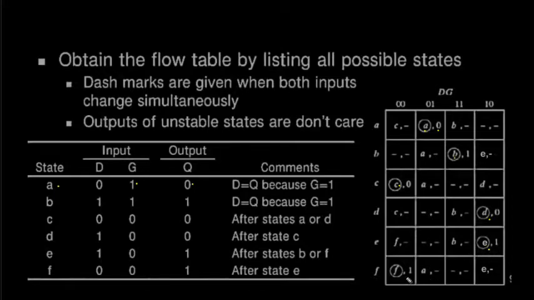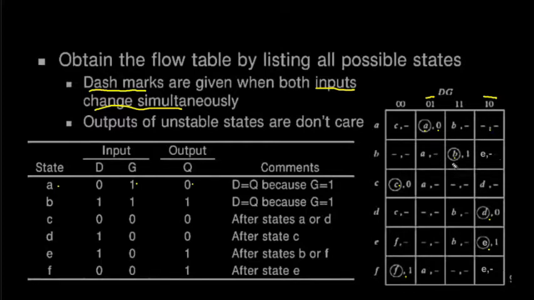Next, we know that in fundamental mode, two inputs cannot change simultaneously. So, I put dash marks in the cells in which both inputs differ from the stable state. Therefore, I have to put dash marks in the cells which are not adjacent to the stable state. So, in the first row, I put dash marks here which will be a don't care condition.